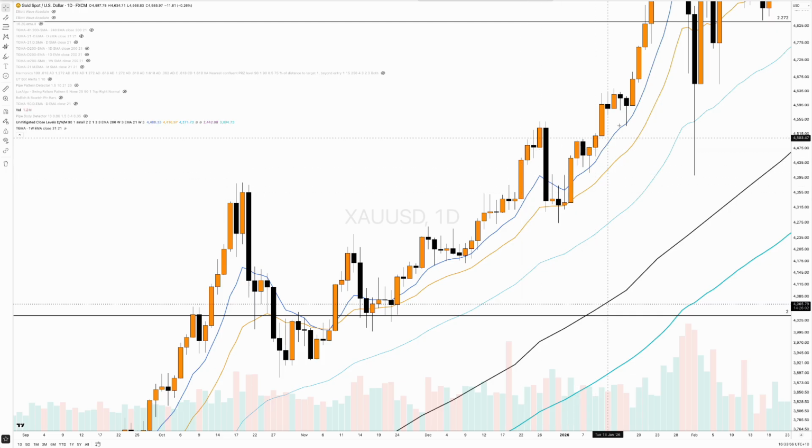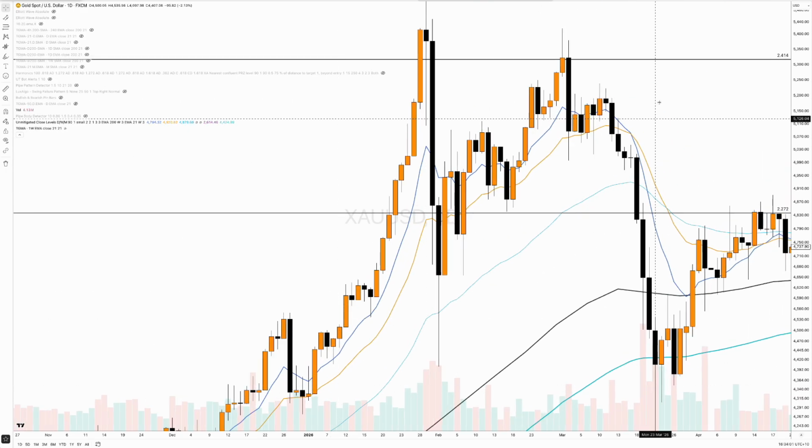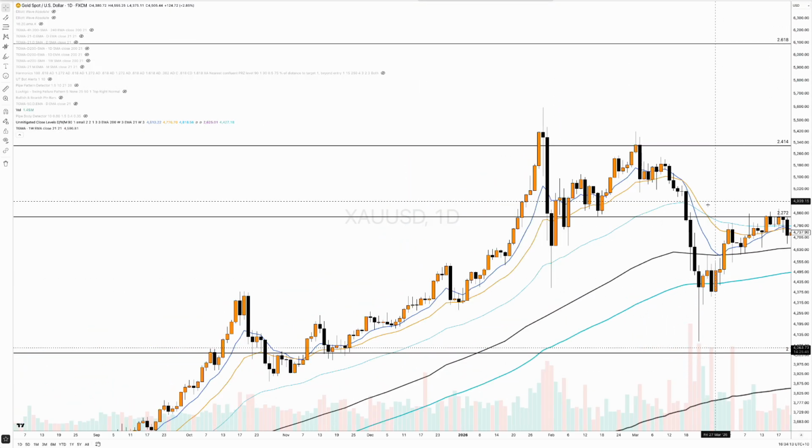So the 10 continues acting as support, the 20 does, and the 50 doesn't really come into it anymore. When it breaks to the downside, the crossover indicates more compression or more downside. So you can see how we can use these moving averages.